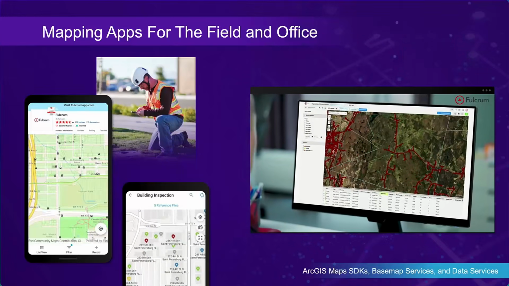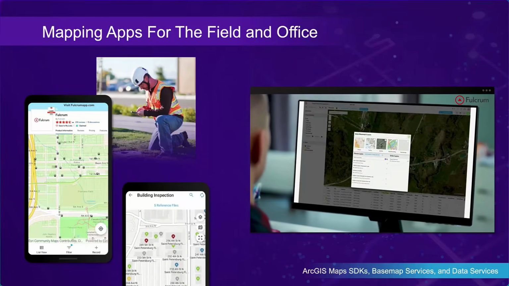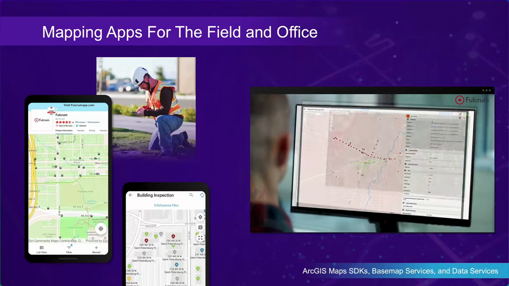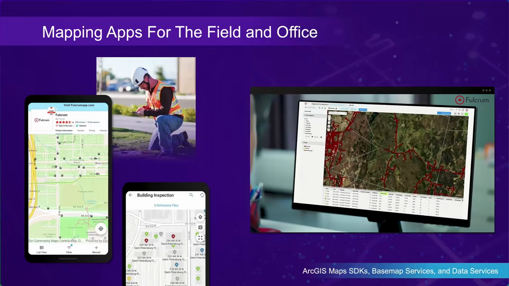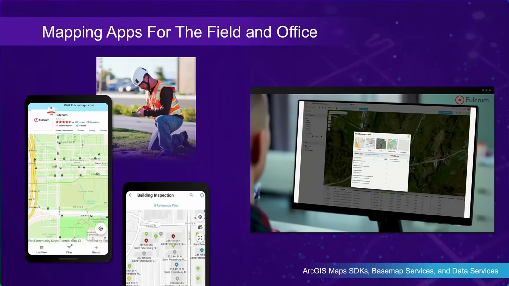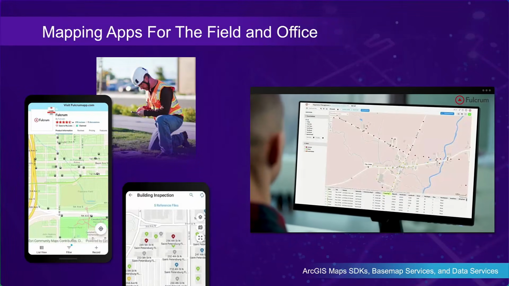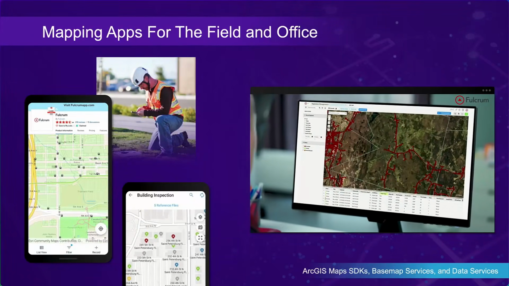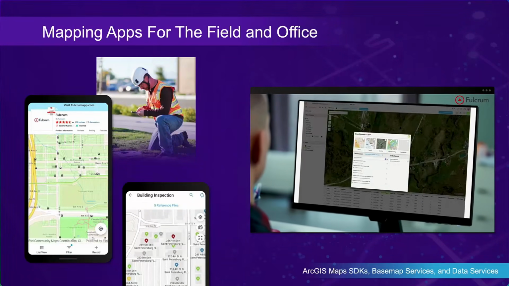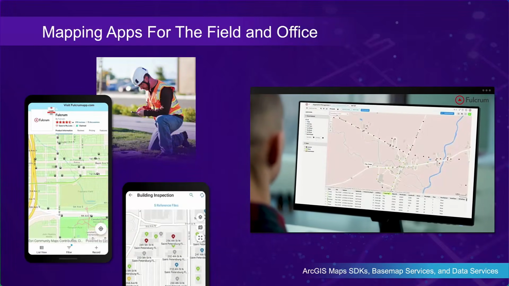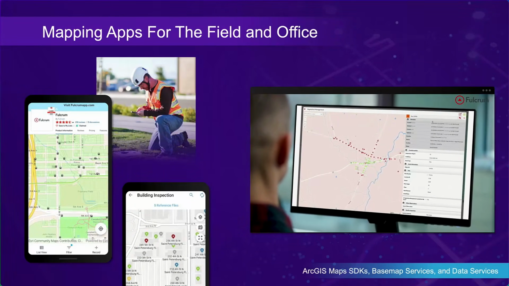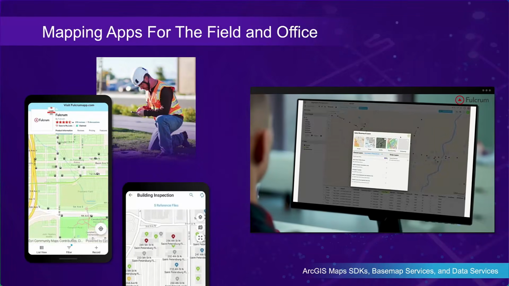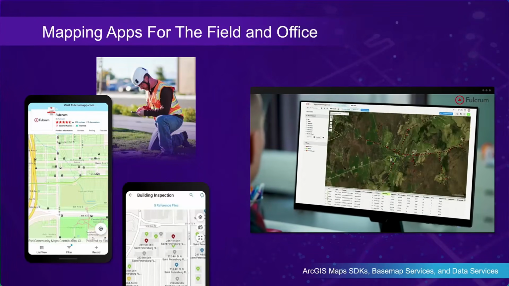Now let's take a look at some real-world applications built with ArcGIS. Fulcrum, a field operations platform, migrated its mapping capabilities to ArcGIS Location Platform to improve performance and reduce costs. They started by replacing third-party maps with ArcGIS Basemap services. Over time, they expanded to include ArcGIS Maps SDKs, geocoding, and data services, supporting both online and offline workflows for field workers and real-time dashboards for managers.